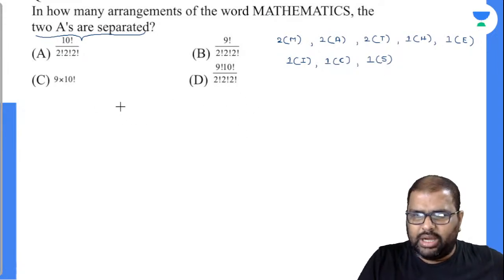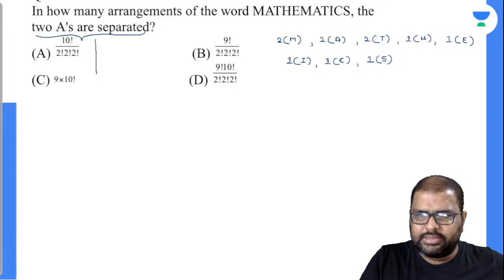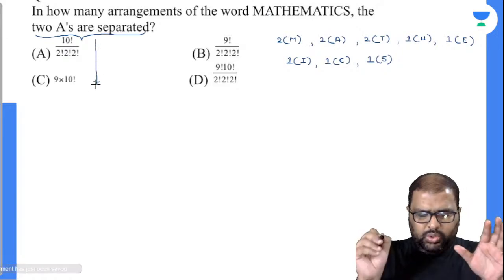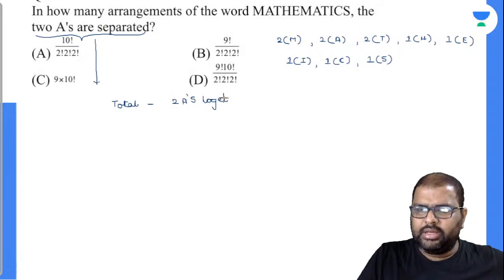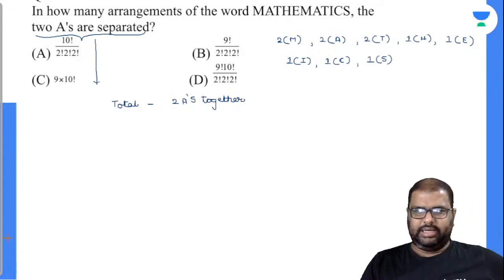So I'll write it down like this, because I don't know the two separated things directly. I'll do it like this: total minus two A's together, because I know the vowels-together combination. Is this my answer there? If I remove all the cases with two A's together, that will be my two A's separated, or no two A's together. That will be very, very fine.